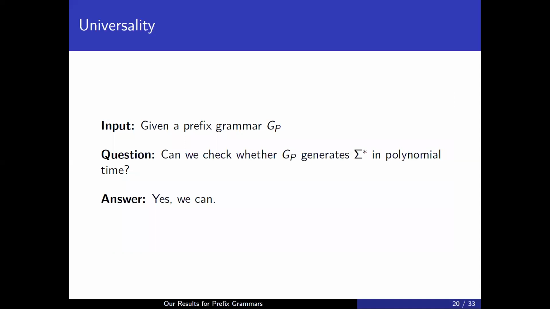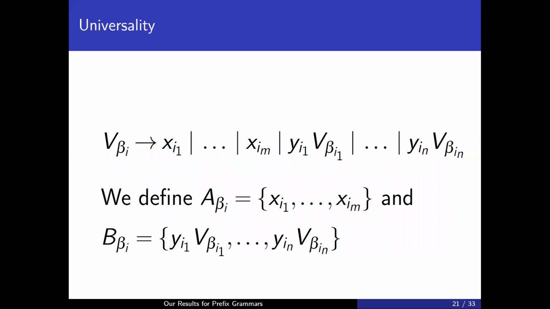Now, given a prefix grammar, can we check if the language is sigma star in polynomial time? And again, we can. If we take a look at this, we're going to define these sets A and B, where we have our rules given in the usual way, where we have a non-terminal and all of the rules. And so A will be these rules here, and our set B will be rules of the format given here. And we'll have these defined for each non-terminal in our right linear grammar.